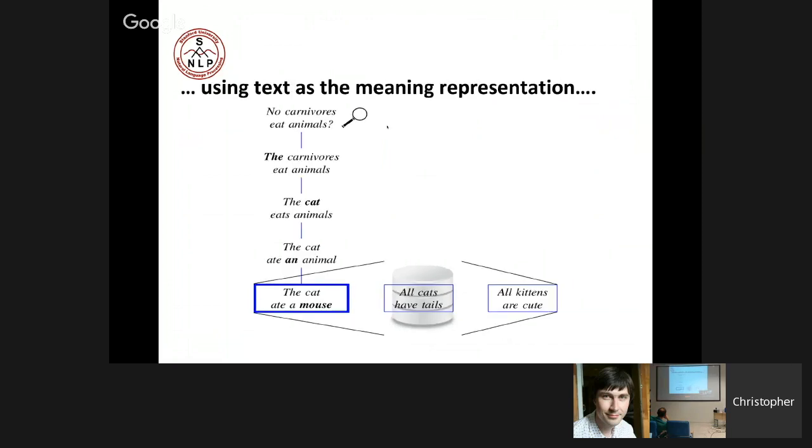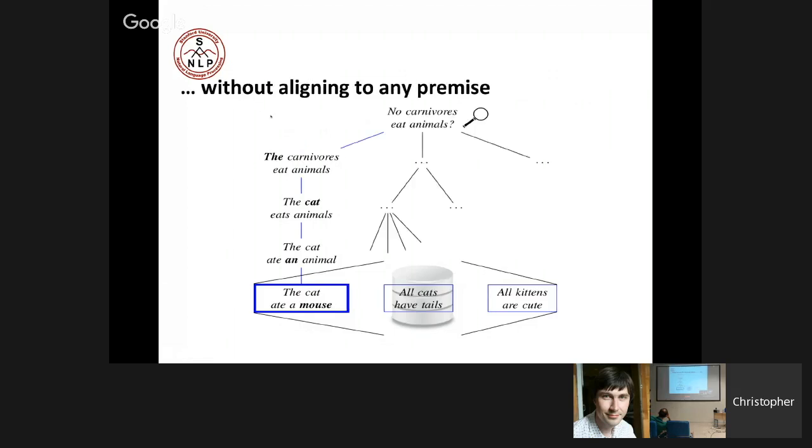And so we're going to do steps here, which are then steps of natural language inference. So from no carnivores eat animals, we can tell that that would be contradicted by the carnivores eat animals, and that this fact would be consistent with a cat eats animals, and that would be consistent with a cat eating an animal, which would be consistent with a cat eating a mouse. And so therefore, if we've got a fact of a cat eating a mouse, that would contradict that no carnivores eat animals. And so that's the kind of style of natural logic inference that we want to do.